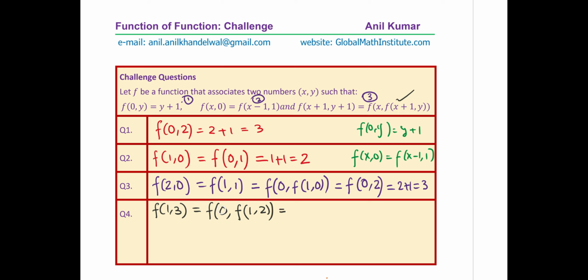Since we have f of 0 and something else, we could use formula number 1 and write the value as y plus 1. Now y plus 1 here is what? Y plus 1 will be f of 1, 2 and then plus 1. So basically, we need to find what is f of 1, 2. To get the value of f of 1, 2, we have to again use formula number 3. Correct?